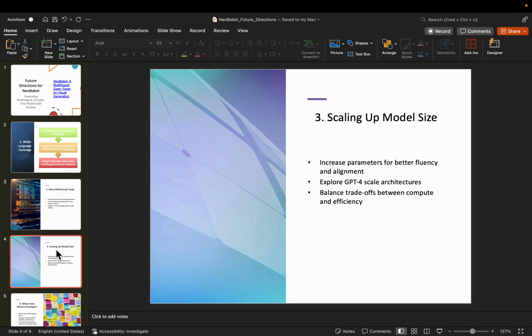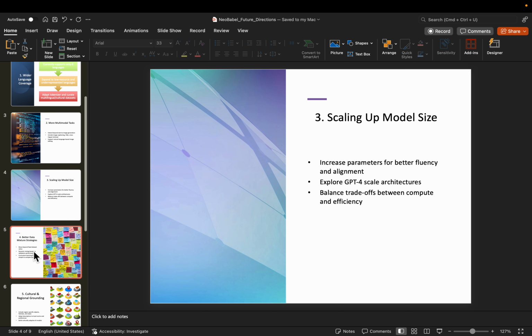So we would have to maintain the scale between the two factors, because compute cost for training and inference would be much more expensive in that case, and data balancing would be harder because large models can overfit to high resource languages like English. That is something we have to think about.